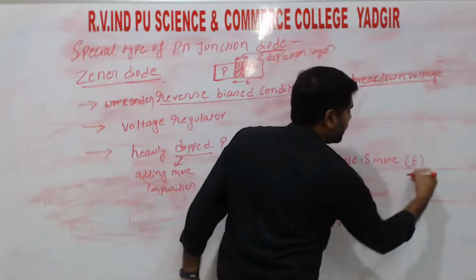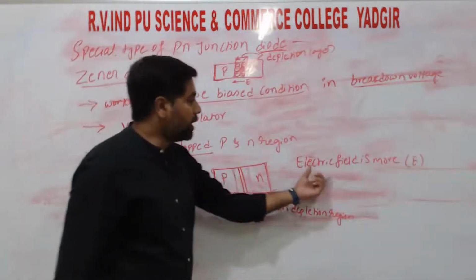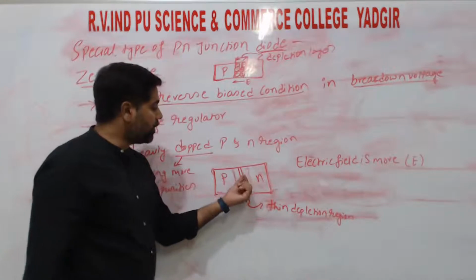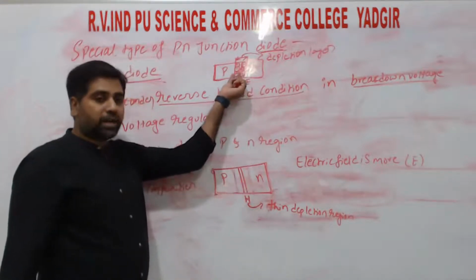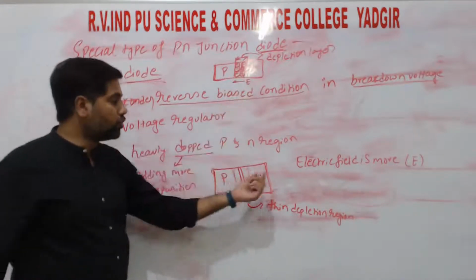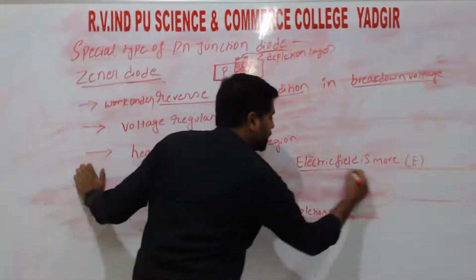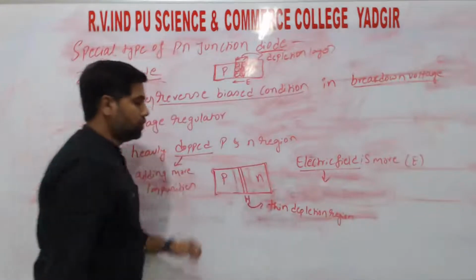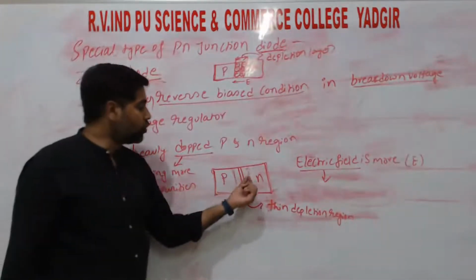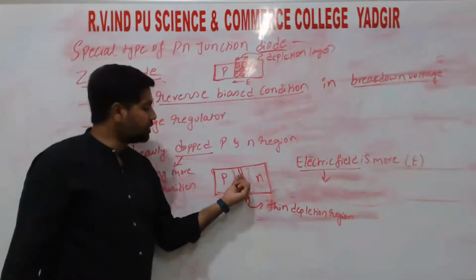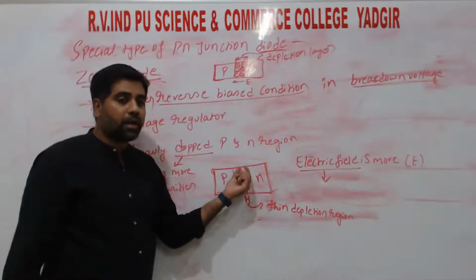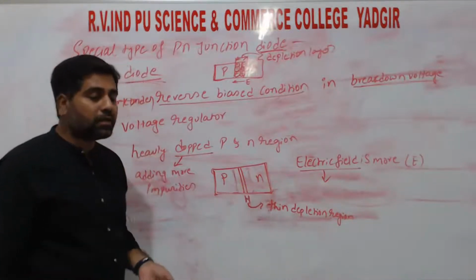That means E is more. So electric field is more is nothing but the force between the charges. Here negative charge and positive charge is more. Due to this strong electric field, it has a tendency to give the force to the valence electron that has to shift from the valence band to the conduction band.